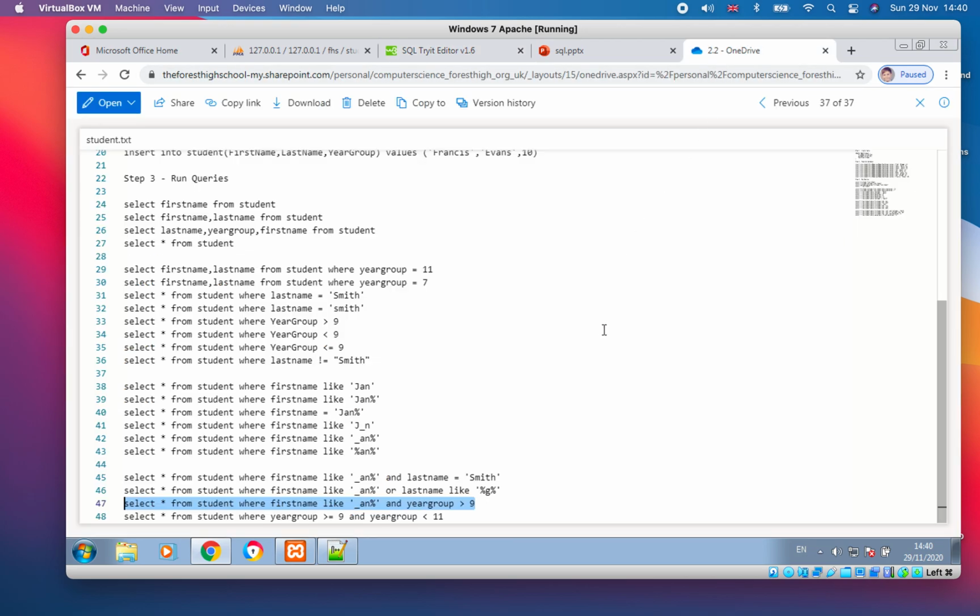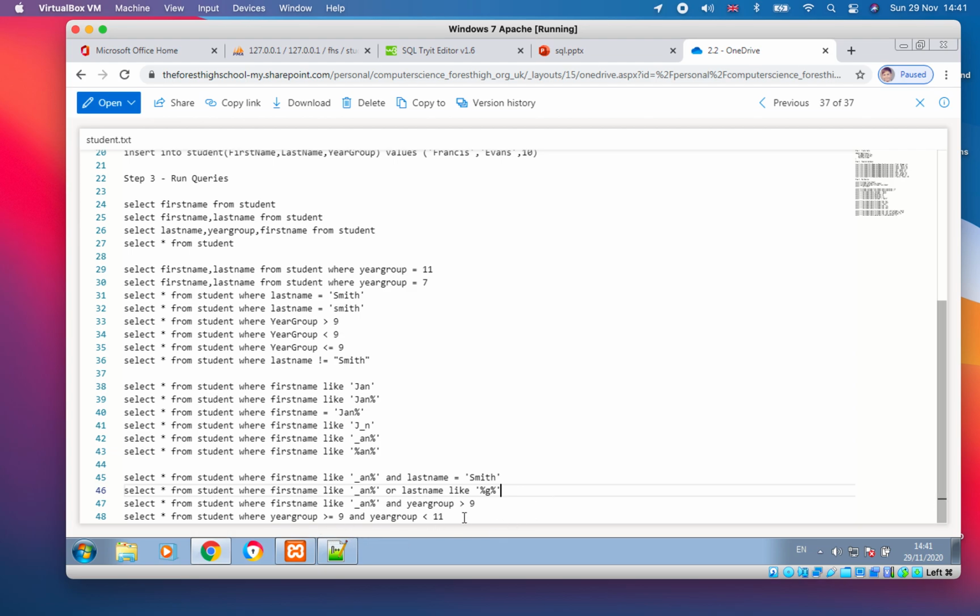So let's take a look at the very last one now. And we're just using mathematical comparisons. Must be greater than or equal to 9 and less than 11. Well, think about it. More than or equal to 9, so it includes 9 and 10, which is less than 11, but doesn't include 11. So I'm expecting to get all the students who are in year 9 and year 10.